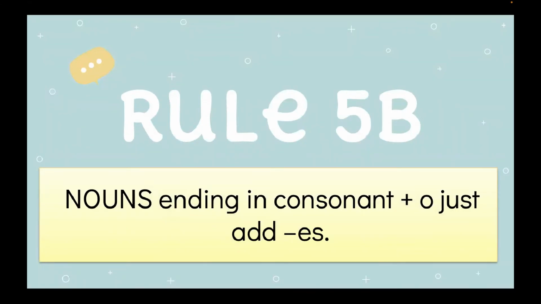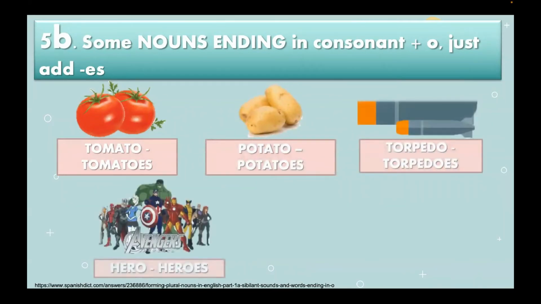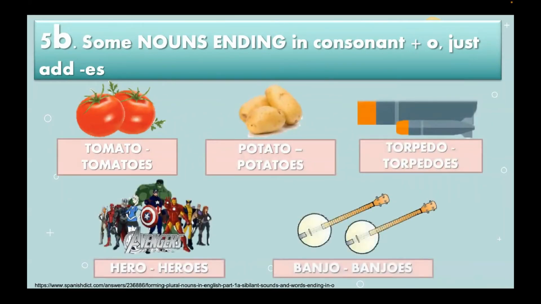Some words that end with consonant plus O are the following. We have tomato to tomatoes, potato to potatoes, torpedo to torpedoes, hero to heroes, and banjo to banjos. Remember, when O is preceded by a consonant letter, remember to add E and then S.